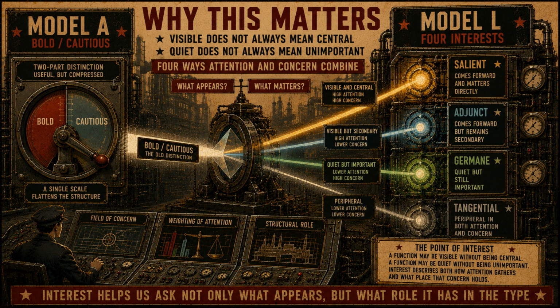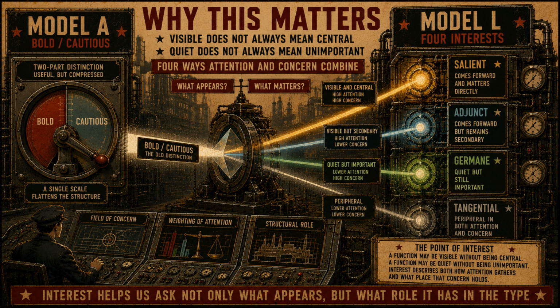The value of this distinction is that it stops us from flattening attention into a single scale. In Model A, bold and cautious are useful terms, but on their own, they can make it seem as though the only question is whether a function comes forward strongly or not. Model L adds a second question. Does this actually belong to the type's field of concern? Once we ask both questions, the picture becomes more precise. Salient functions come forward and matter directly. Adjunct functions come forward but remain secondary. Germane functions may be quiet but still matter. Tangential functions remain peripheral in both attention and concern.